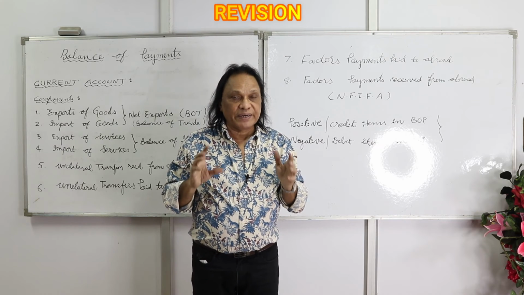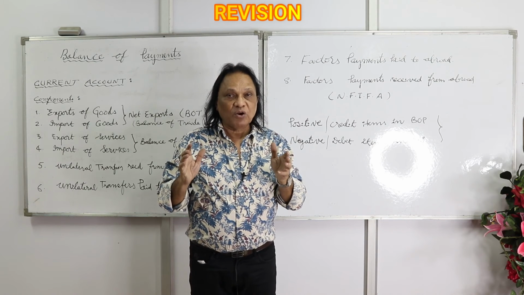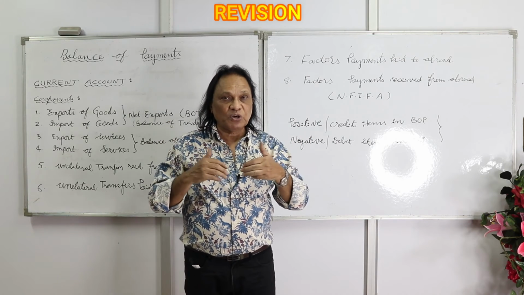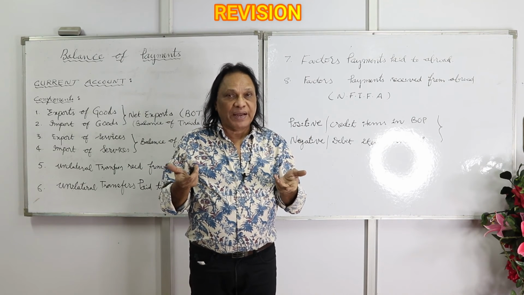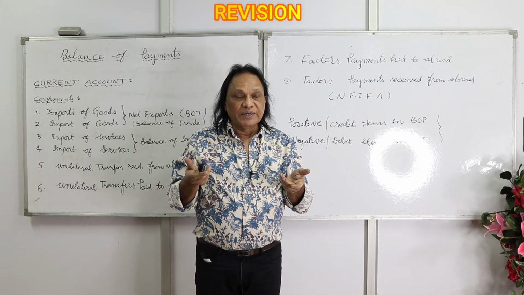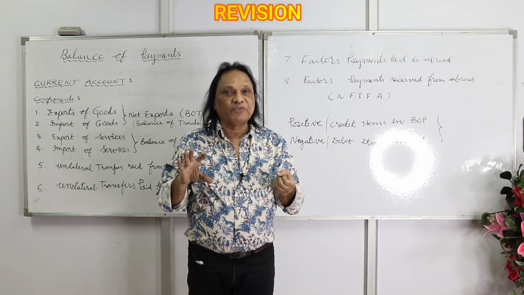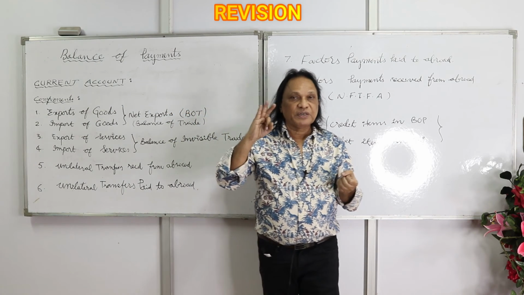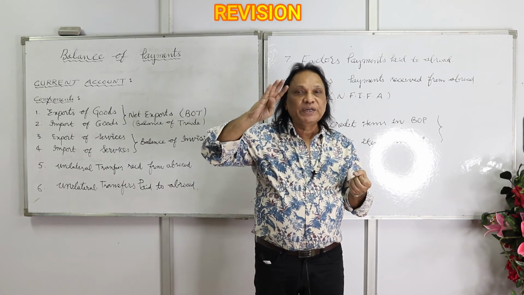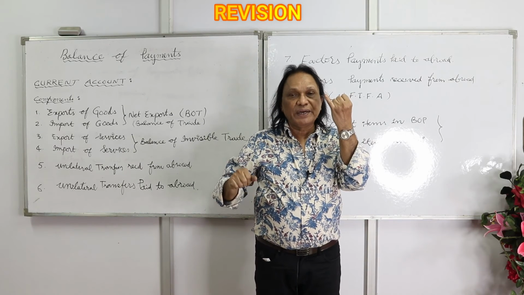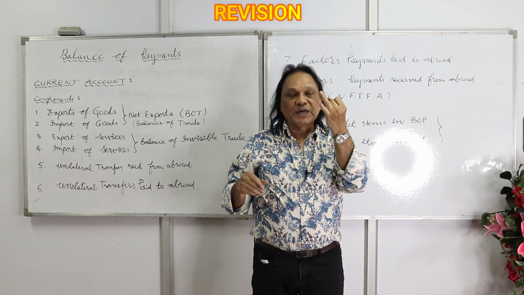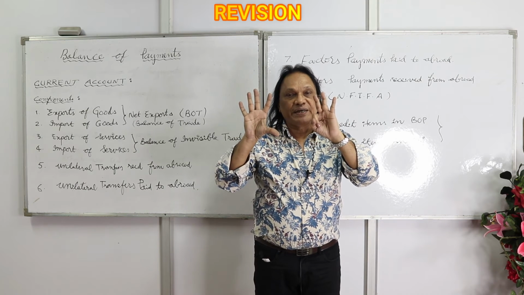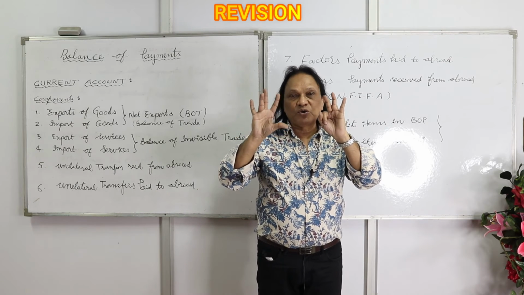We are discussing now the current account of balance of payments. What is the current account of balance of payments? The current account of balance of payments is the difference between exports and imports of both visible and invisible items. So it has 8 components, or we can put them as 4. What are the 8 components? Exports of goods, imports of goods, exports of services, imports of services, unilateral transfers received from abroad, unilateral transfers paid to abroad, factor incomes from abroad, factor payments made to abroad. So to put these 8 components into 4, we can take 2 at a time.